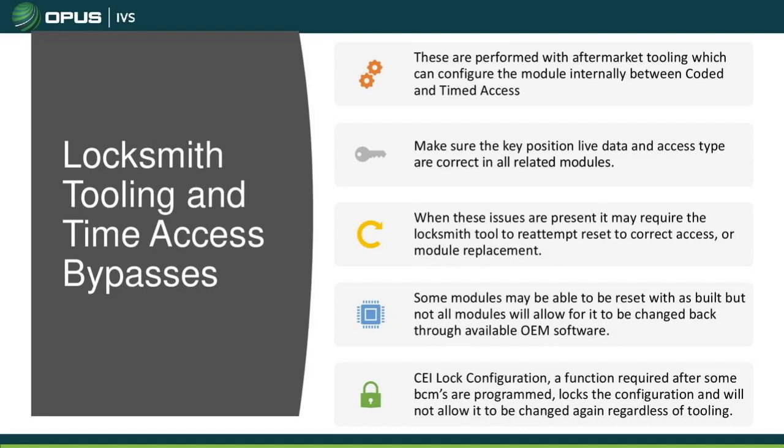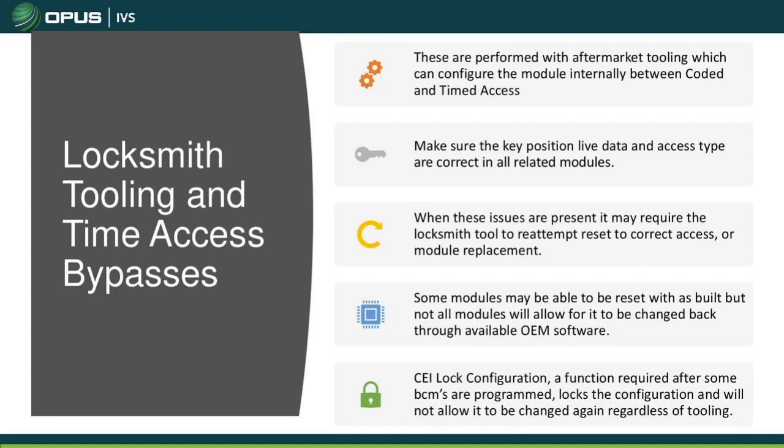I've gotten one to recover with forced as-built programming, but I have had multiples that have not. So at that point, we're either looking at module replacement or that same locksmithing tool to see if it can realign the access where it needs to be.